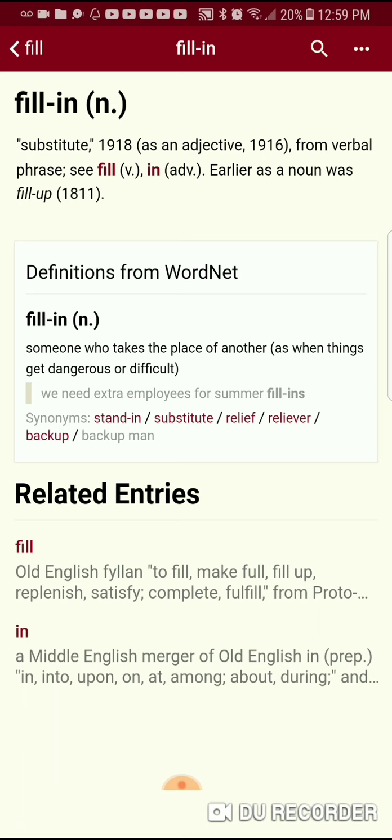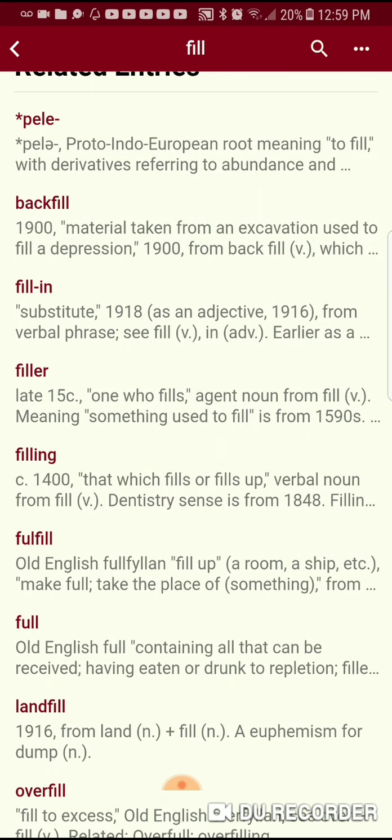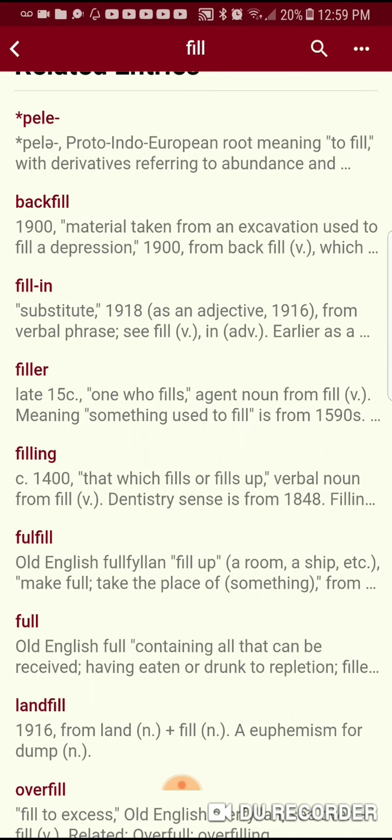So, as when things get dangerous or difficult. So again, a merger, a grafting in, we can say. A wedding. These type of things is what we're actually really talking about. One who fills, an agent, a substitute, a material taken from an excavation. Used to fill depression. So even when we're talking about oppression and pressure, it is talking about to fill in that base of the pyramid where there are Sudra or commoners, peasants, and servants that are servants of God.